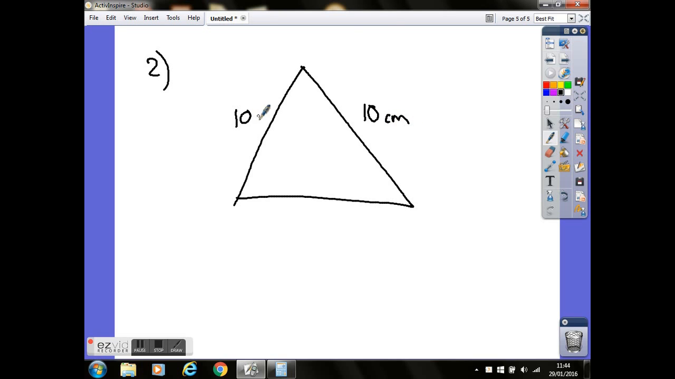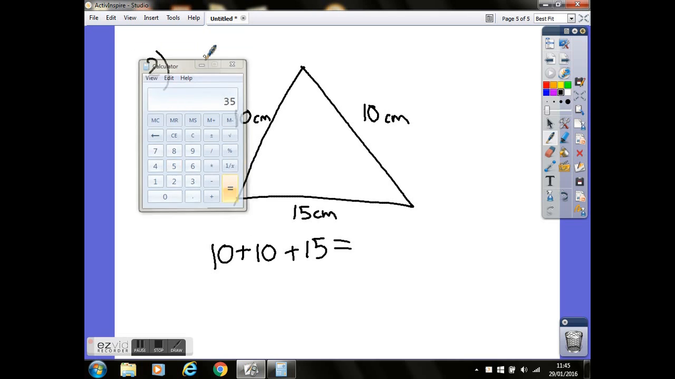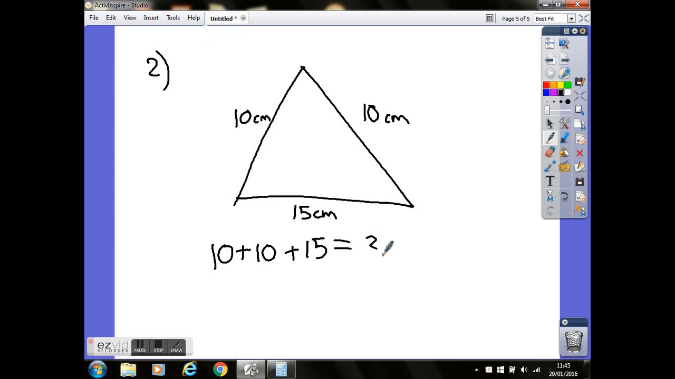So like I say, you just need to add all the sides together again. So we'll write 10 plus 10 plus 15. We'll bring the calculator back up to work that out if you need to. So 10 plus 10 plus 15 equals 35. So for this one, the perimeter or distance around the triangle is 35 centimeters. So like I say, exactly the same method, even if it's a different shape.